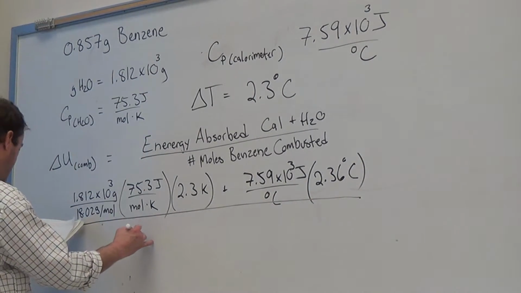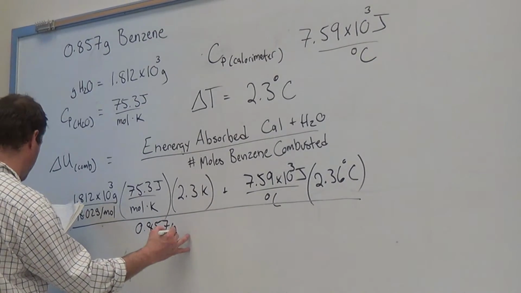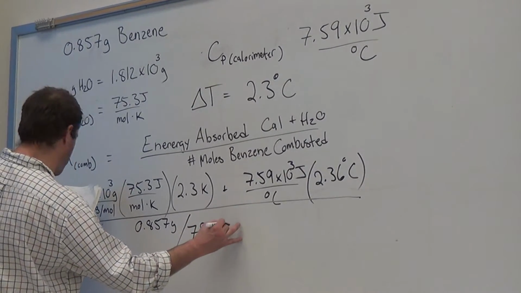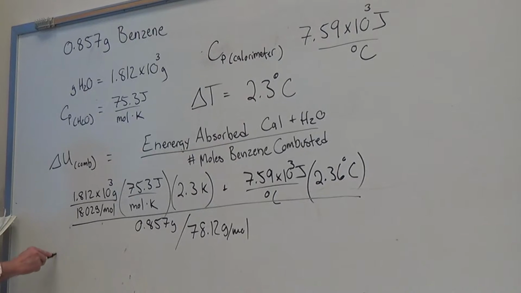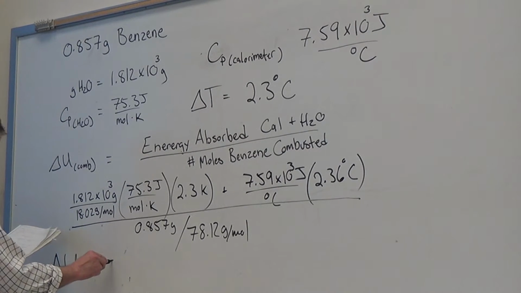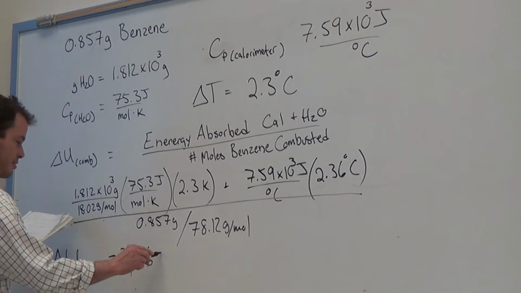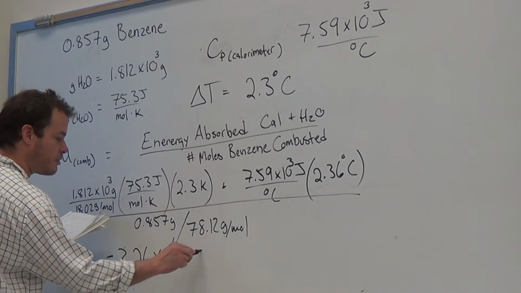Divide that by the number of moles of benzene, so 0.857 grams of benzene, 78.12 grams per mole, and we get some figure, and that is our delta U. We're going to assign this a negative value because it was heat that was released by the benzene, equal to negative 3.26 times 10 to the 6 joules per mole.